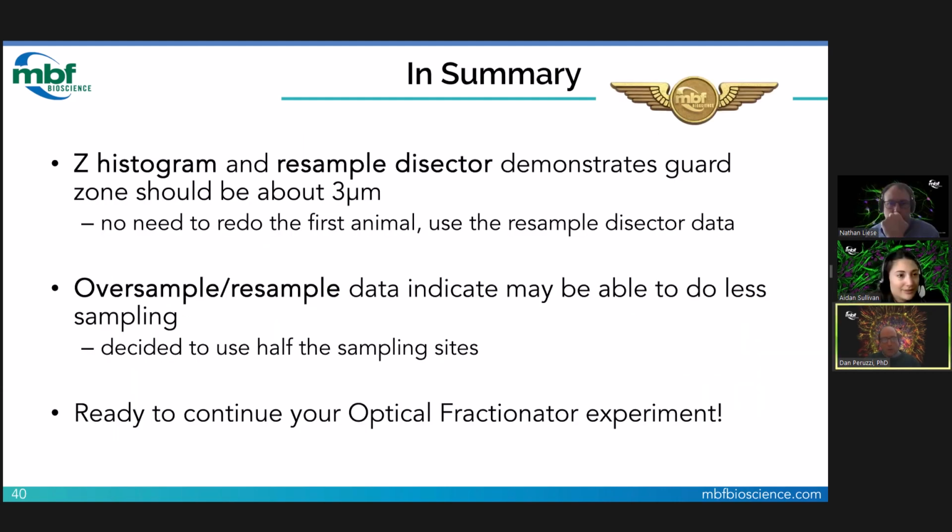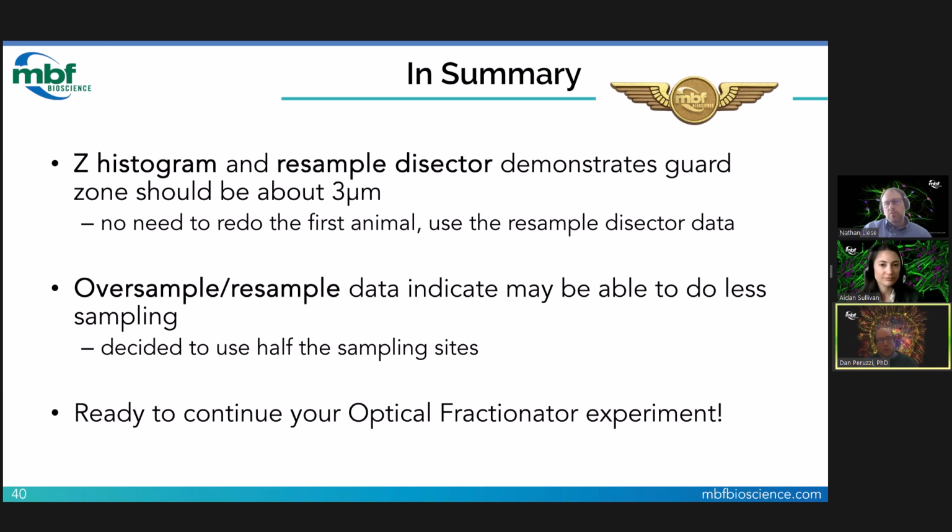Okay. So I think we have hit our goals. We used a Z histogram and resample dissector to demonstrate that your guard zone should be about 3 microns. By the way, that animal that ended up being oversampled, the one with the 680 cells counted or so, you don't have to redo that animal because you've overcounted. That just means you've been more thorough than maybe you needed to on that animal. But you can use the resample dissector data at a level of 3 micron guard zone and include that as one of your 5 animals or however many you're using per group.